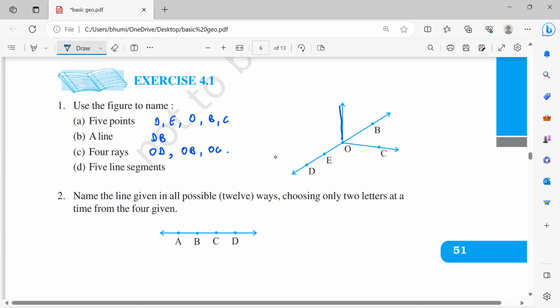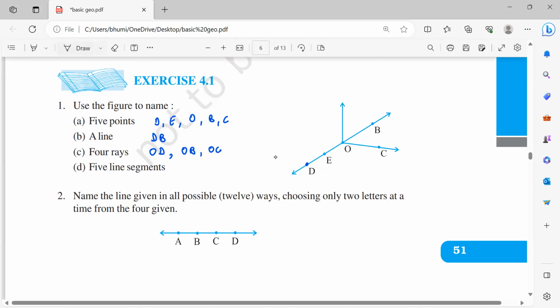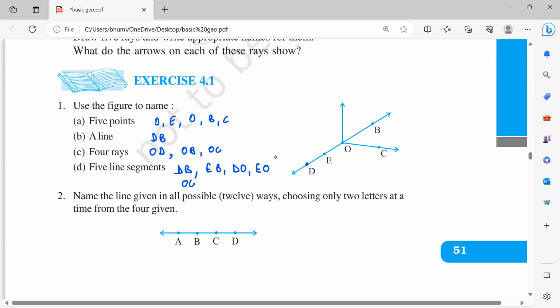The next is 5 line segments. Line segments start from a point and end on a point, and are not extended further. So the 5 line segments in this can be named as DB, EB, DO, EO, OC. All these are line segments starting from a point and ending at a point.